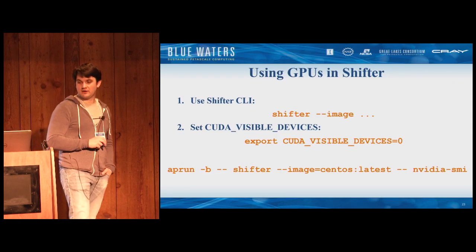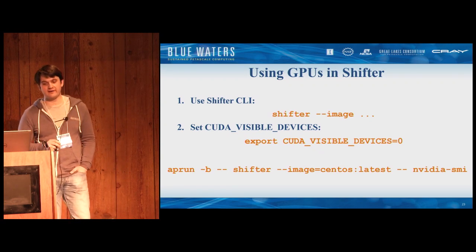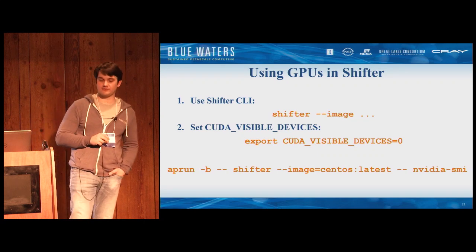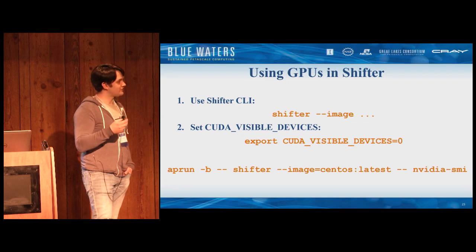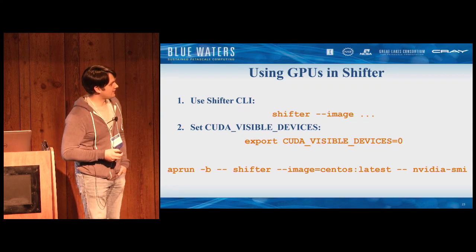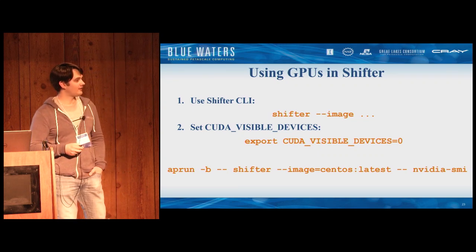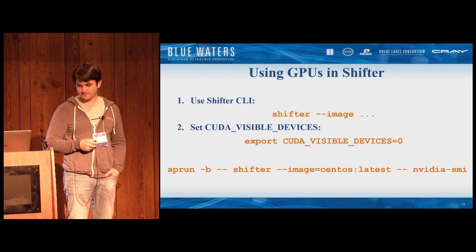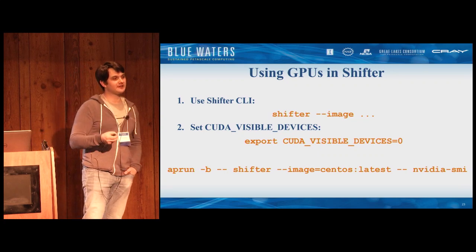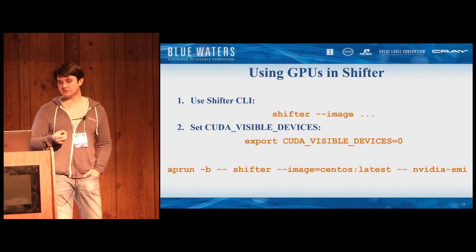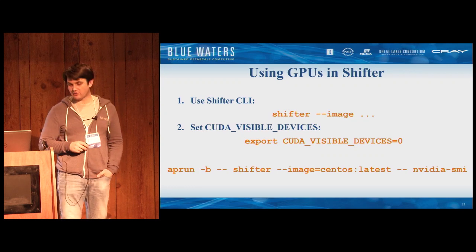Now, GPUs. The first requirement to use GPUs is that we have to use the command line interface, meaning the shifter command. Therefore, we can specify the image only with the --image flag. The other one is that we have to set CUDA_VISIBLE_DEVICES. CUDA_VISIBLE_DEVICES in general is a comma separated list of GPUs that you would like to be involved in that Shifter job.